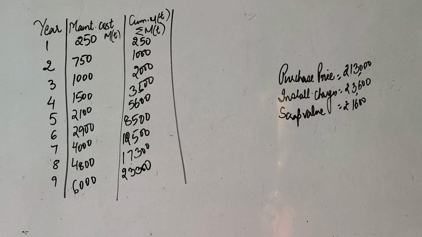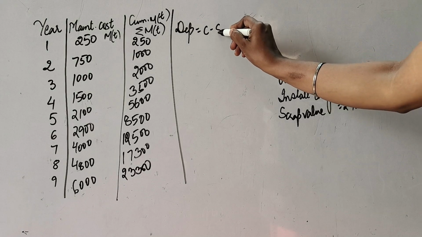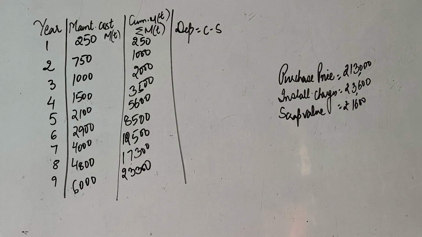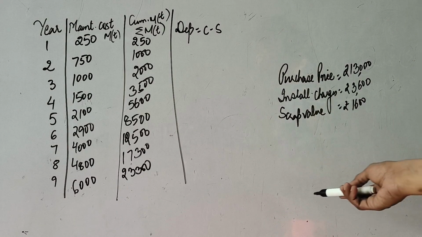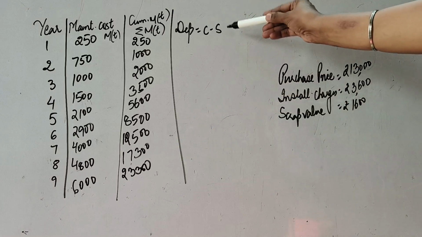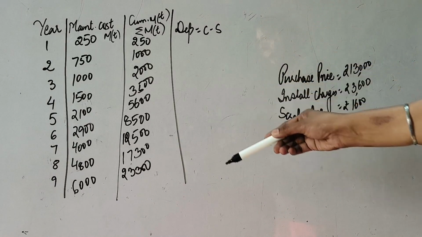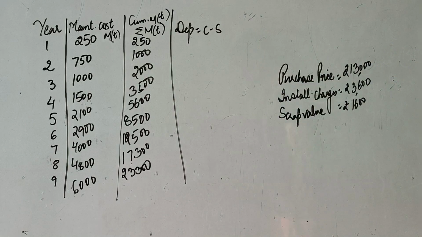Next step will be to calculate the depreciation. Now to calculate the depreciation, the formula is capital cost minus the scrap value. So in this question, the scrap value is fixed. In some questions, you may get scrap value for every year. So you have to put this formula. If the scrap value is changing, change the scrap value every year. If it is fixed, take the fixed scrap value.